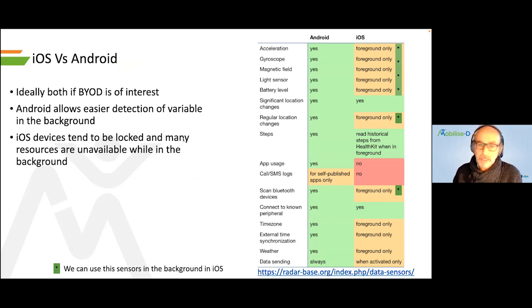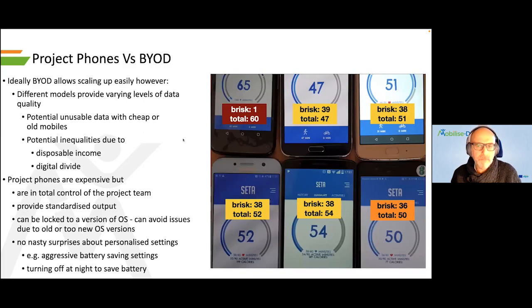Then you have to think about Android versus iOS. Well, ideally, if you want to use the devices of the patients, you have to cover both. We cover both with the Quora app, but we focused on Android here because Android allows easier detection of variables. So iOS is much closer. On the right-hand side, there is an image provided by Radarbase, and it tells you which variables you can collect with Android, which ones you can use in iOS. We can actually collect more than those variables in iOS, but it gives you an idea of a closed system with respect to a completely open system.